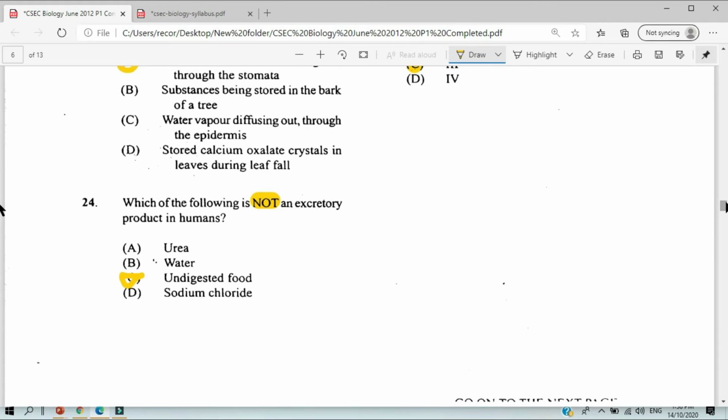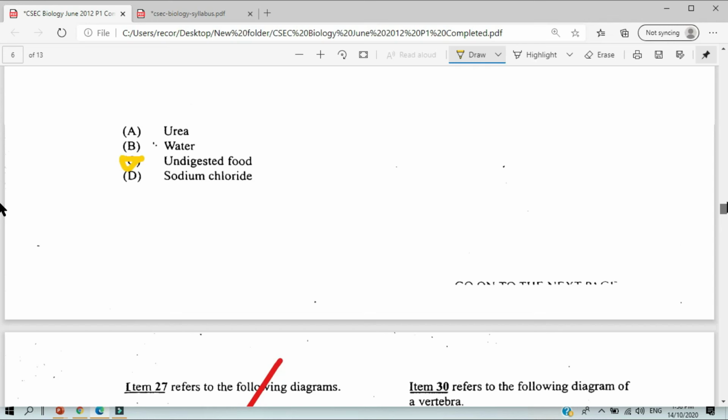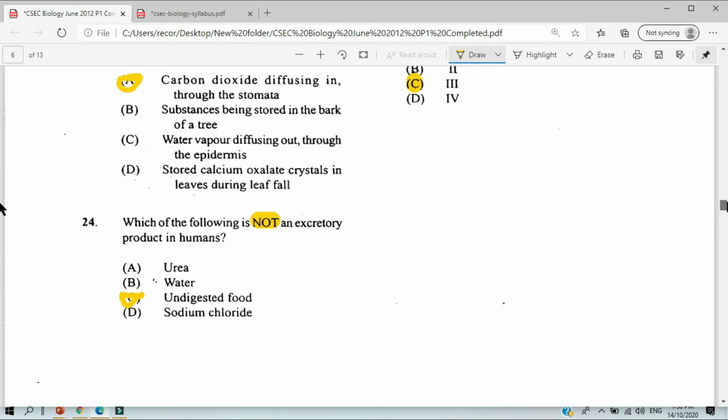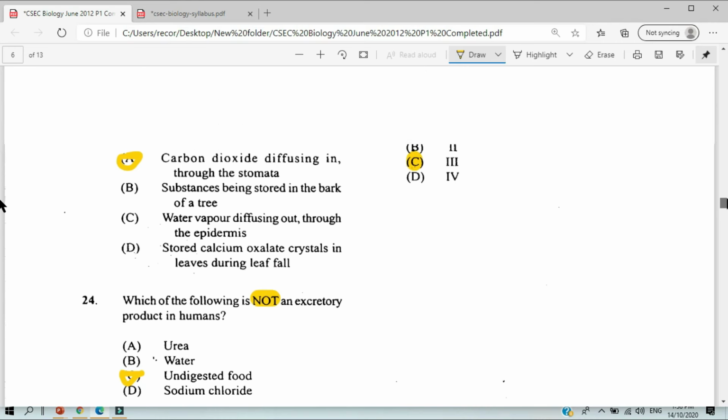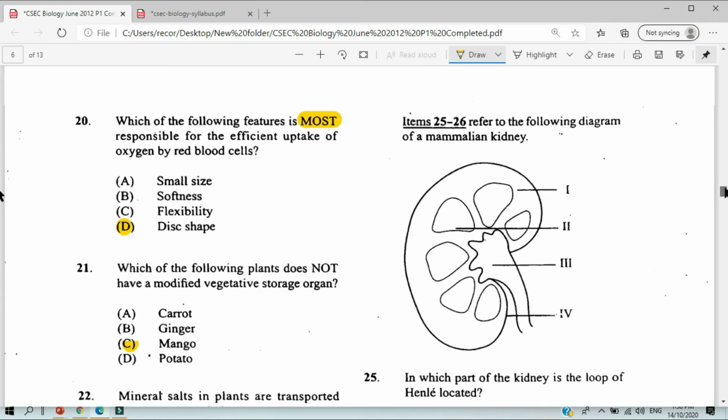Now 24, which of the following is not an excretory product in humans? Of course, undigested food. And if I'm allowed to say, feces, of course, is not an excretory product in humans. It's pretty much undigested food. So other than saying feces here, they are using undigested food. Remember, feces is not an excretory product. So the answer here is D, because of that explanation.